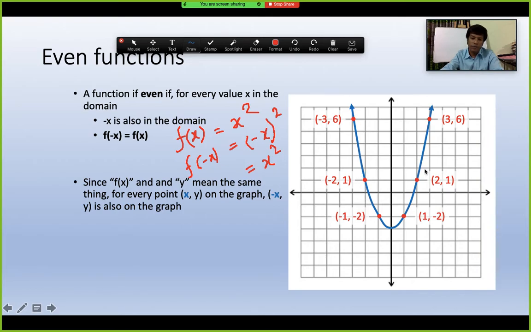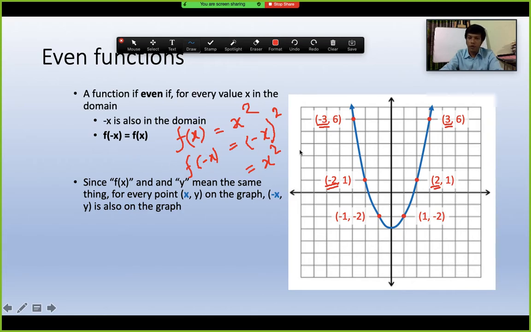For all even functions, you can replace x by minus x. This is 3 and another point is minus 3. 6 is fixed. This is 2, another corresponding point is minus 2. You will notice that this is actually a y-axis reflection. So another characteristic of even functions is that they have y-axis reflection, or y-axis symmetry.